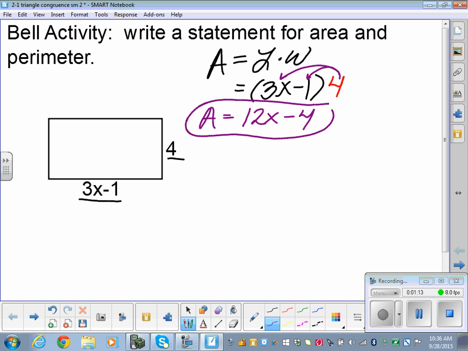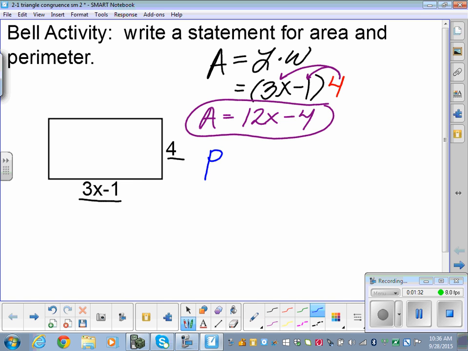How many of you got that part 100% correct? Good. How many of you forgot the parentheses and only multiplied 4 to negative 1? A couple. Okay. Do you all understand why you can't do that? Yes. Okay. So don't do that in the future ever again. Does that make sense, everybody? Okay. Awesome. Let's write a statement for perimeter.